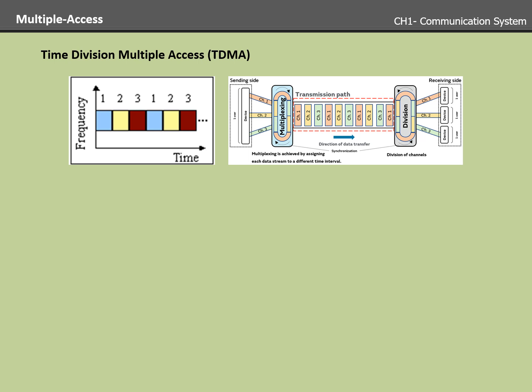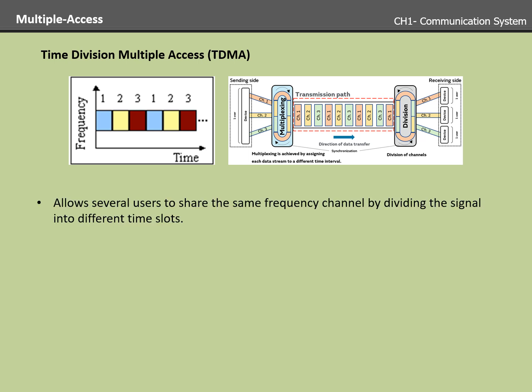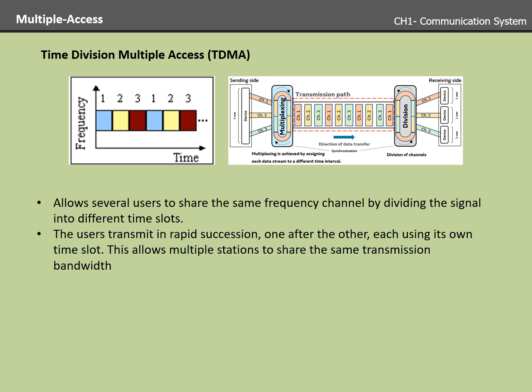Time division multiple access is another technique. For time division multiple access, it allows many users to share the same frequency band by dividing the signal into different time slots. The users transmit one after another using its own time slots. This allows multiple stations to share the same transmission bandwidth.